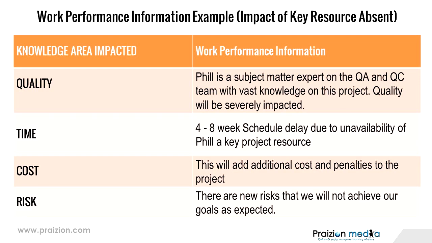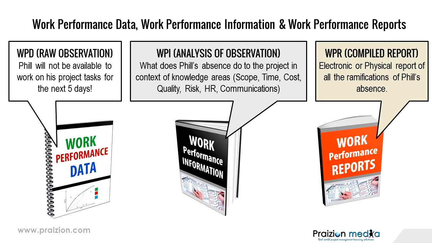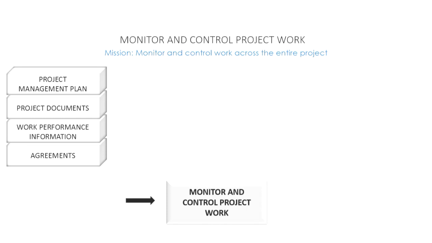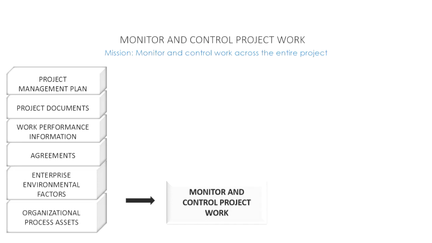After we have analyzed this stuff, it comes back in the form of work performance information, goes into the monitor and control project work process, and then we put all of that information together, and ultimately it will get into a work performance report. Just watch, I'm going to show you that soon. The next input here, agreements. We already know what those are. Enterprise environmental factors is the next input, and OPAs, organizational process assets.